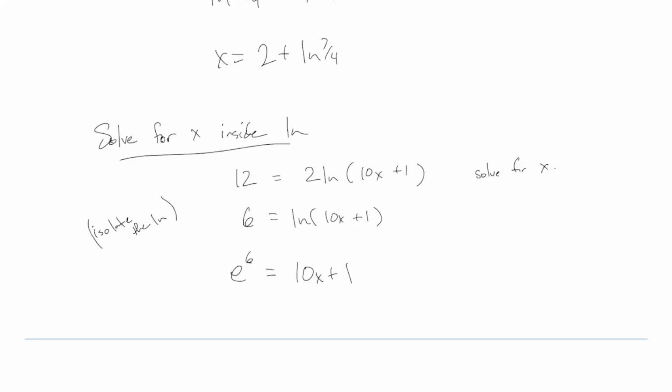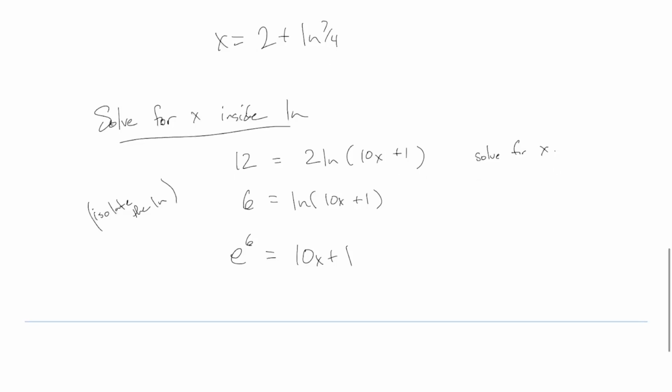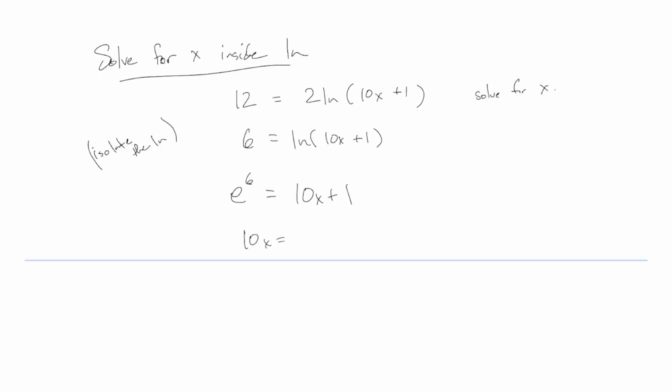All right, and now we can solve for x. So I would subtract the 1 to the other side. 10x equals e to the 6 minus 1, and then divide by 10. I'll write it like this: 1/10 times (e to the 6 minus 1). And of course, if you really want, you could plug that into your calculator. That's what x is. All right. Any thoughts about that one? Any questions?